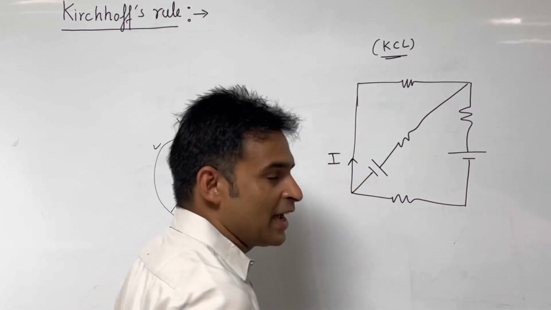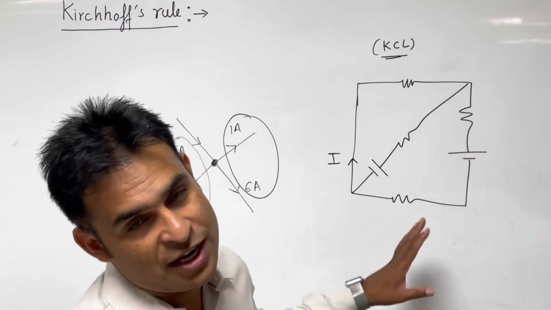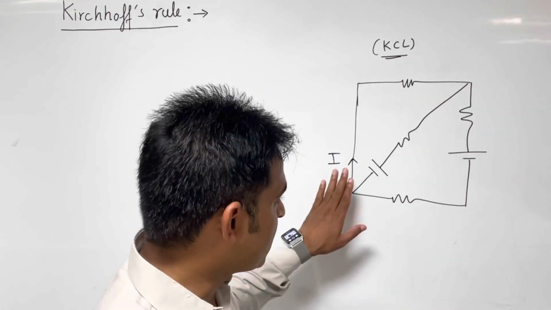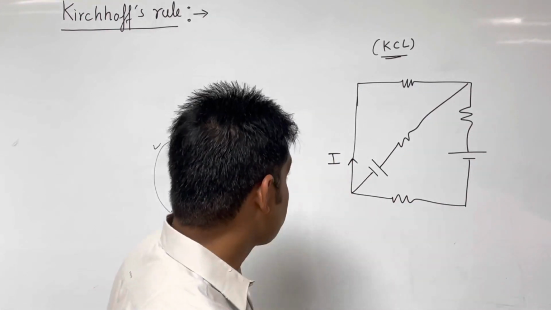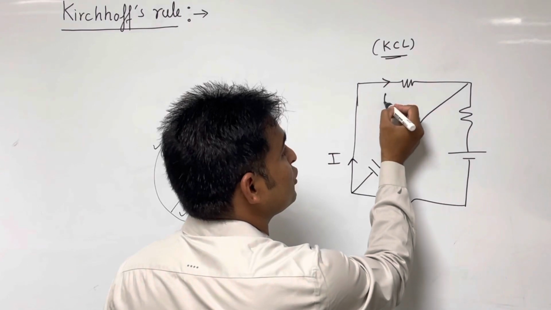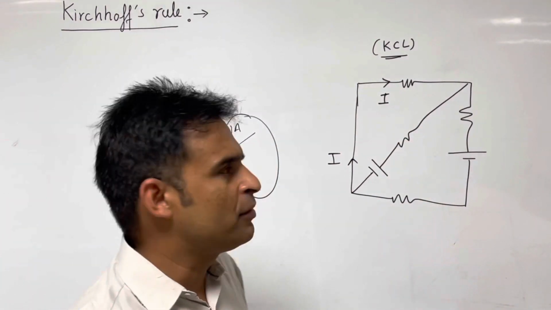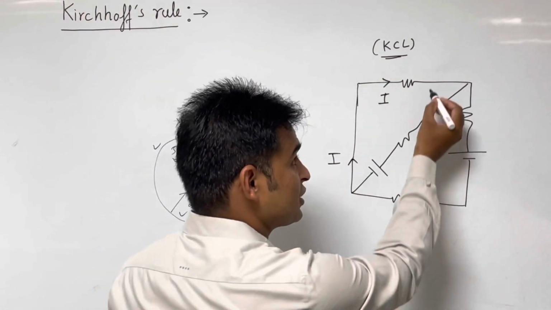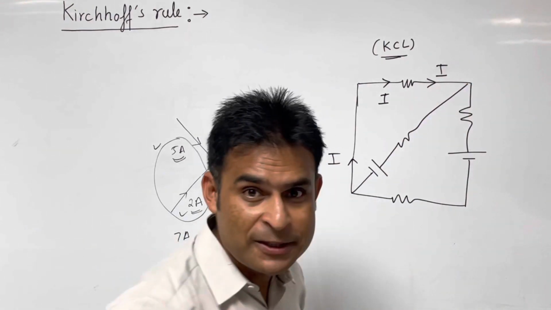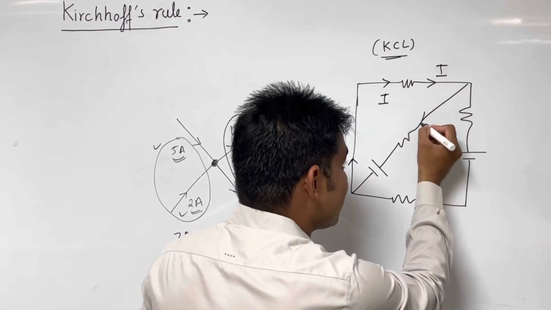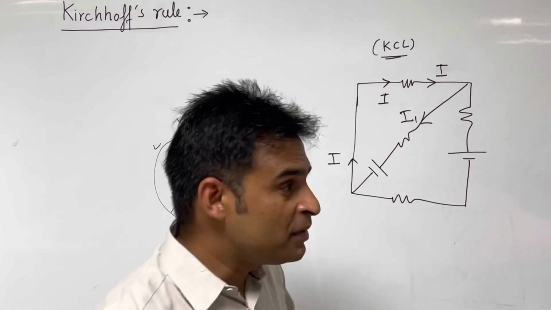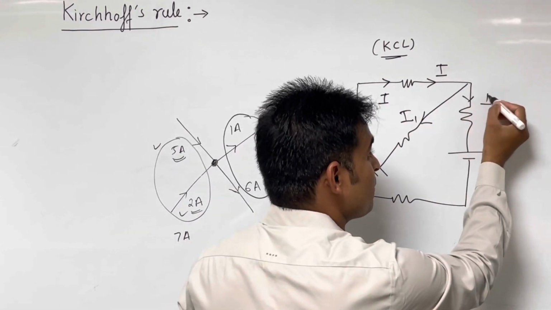So let's say this current is I. I am taking it from this point. You can select any point you want, but I am selecting this point. Now, how much current will reach this point? I only. Nothing will change because incoming is equal to outgoing. Now the same amount of current I will reach this point. In this branch, the current is I1. So what will be the current in this one? That should be I minus I1.